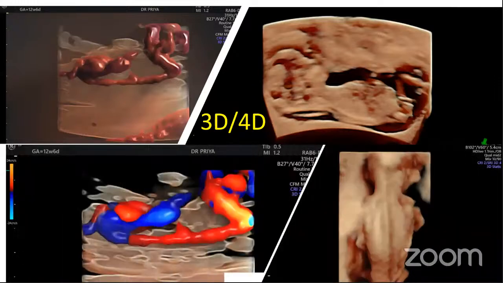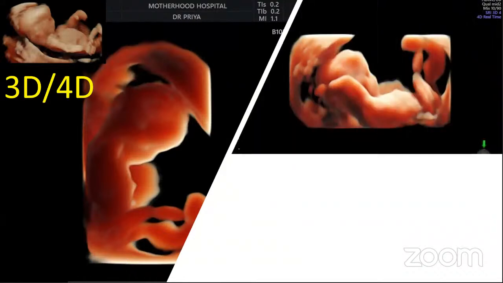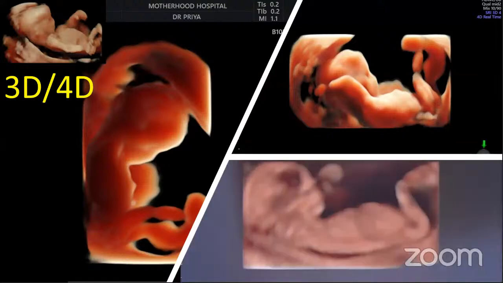And for us, as fetal medicine specialists, it is of importance to explain the abnormalities to the couple, in particular the defects which are associated with the surface anatomy, like for example, open neural tube defects, open abdominal wall defects or missing limbs, and so on.